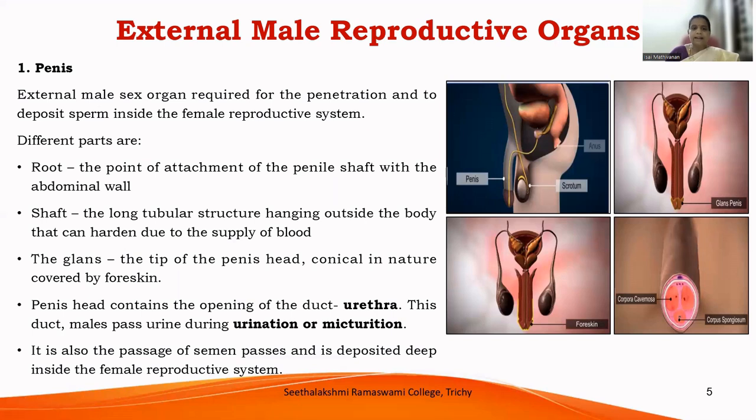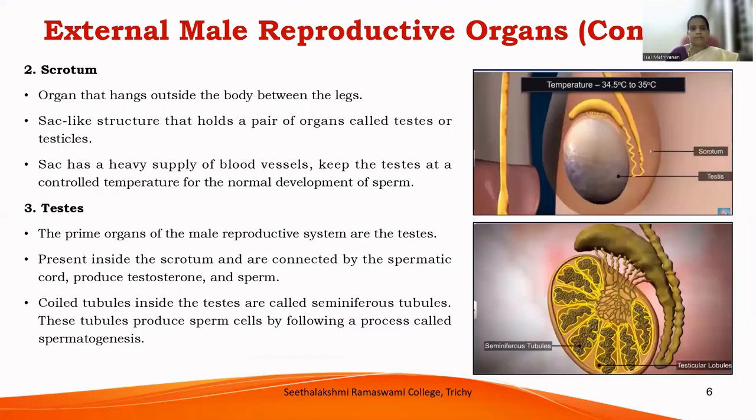This penis head contains the opening of the duct called the urethra. Through this duct the male passes urine at the time of urination or micturition. It is also the passage through which semen passes and is deposited deep inside the female reproductive system.